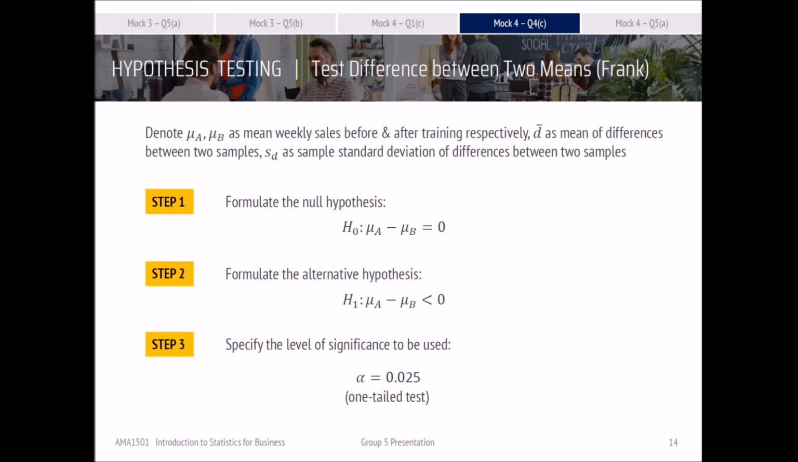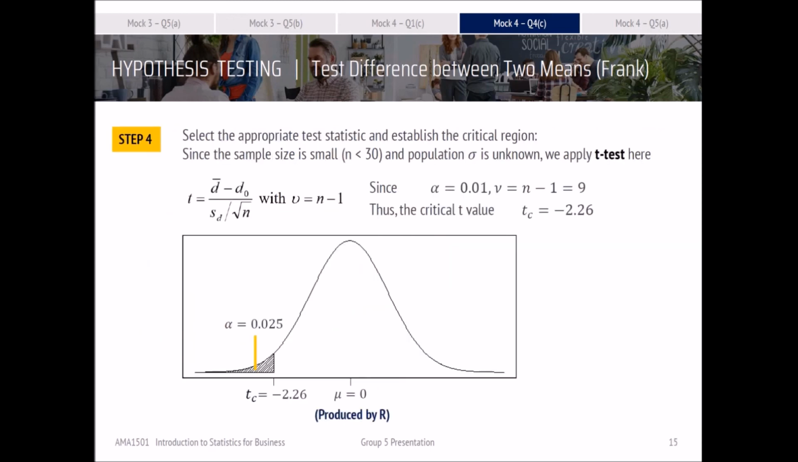Now we have mu A and mu B as the mean weekly sales before and after the training program respectively. For the null hypothesis, mu A minus mu B is equal to 0. For the alternative hypothesis, mu A minus mu B is smaller than 0, and alpha is equal to 0.025. As we assume that the population is unknown, and the sample size is smaller than 30, we should apply t-test here.